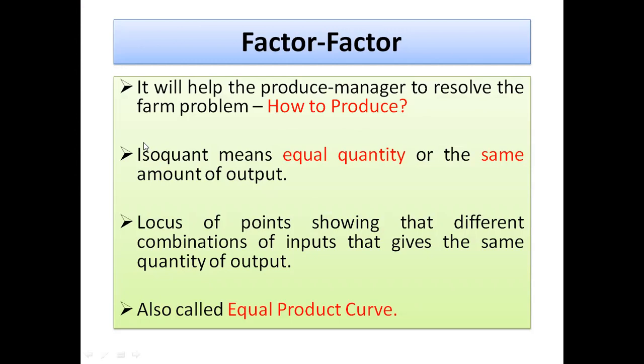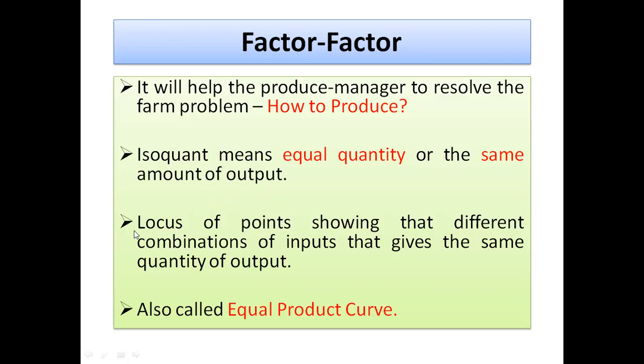Okay. So the isoquant, the thing which we use to perform here, is the isoquant. What is an isoquant? Like in factor-product we were using the indifference curve and budget line, similarly here for factor we will use the isoquant. Well, what is an isoquant? See, isoquant means equal quantity. Iso means equal, quant means quantity: equal quantity, or the same amount of output.